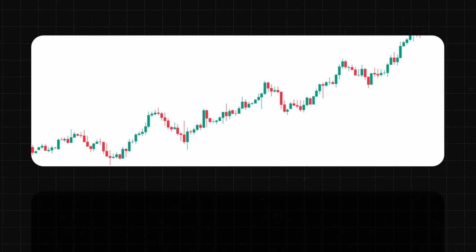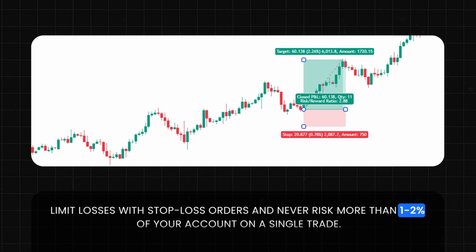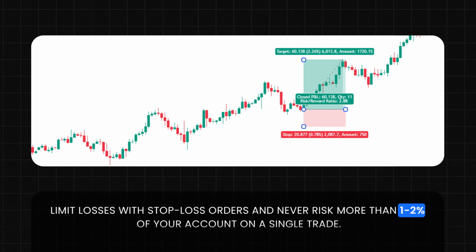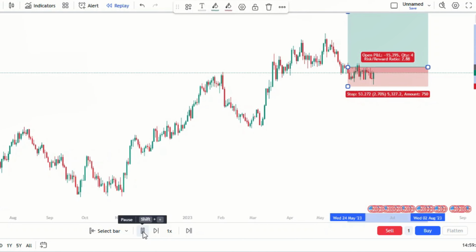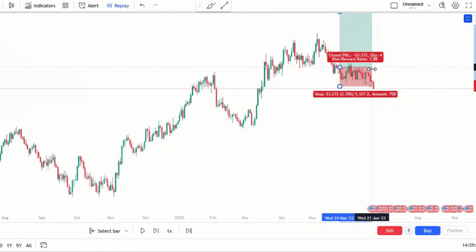4. Risk management. Limit losses with stop-loss orders and never risk more than 1 to 2% of your account on a single trade. 5. Backtest and refine. Test your strategy on historical data to see how it performs, then tweak as needed.